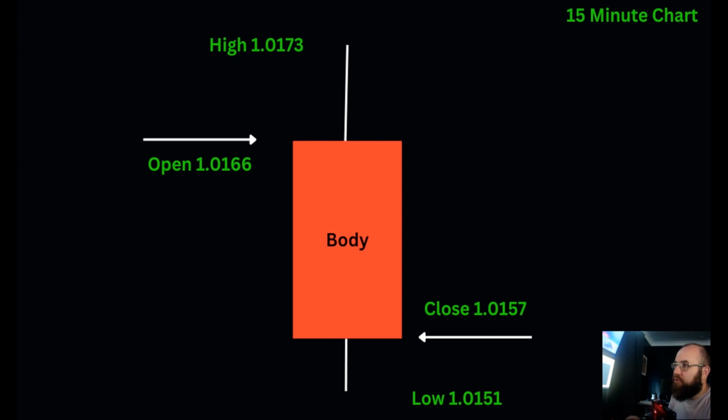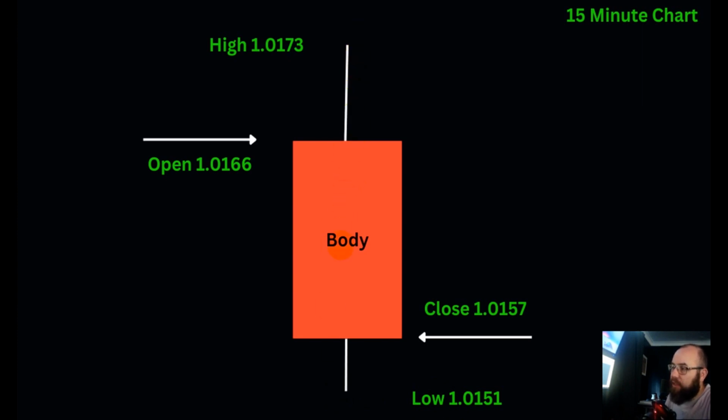So going back to this 15-minute chart example, we have an opening price of 101.66. Let's say at 3 o'clock in the afternoon, price is at 101.66. That's the open of the candle. 15 minutes later, this candle will close, and it closes at 101.57. That forms the candle body and a new candle begins. Within that 15 minutes though, between 3 o'clock and 3:15, price was up here and created a high at 101.73, and it created a low of 101.51.